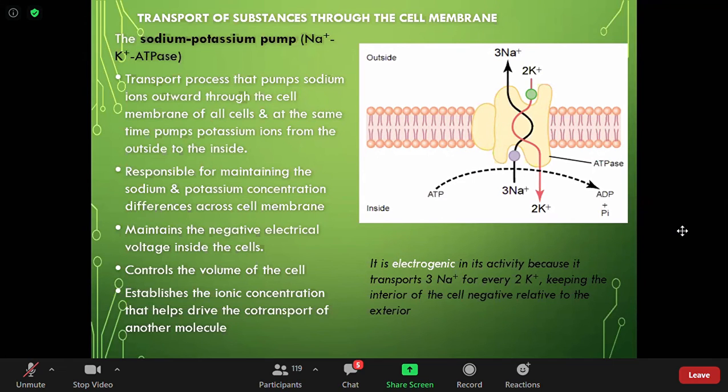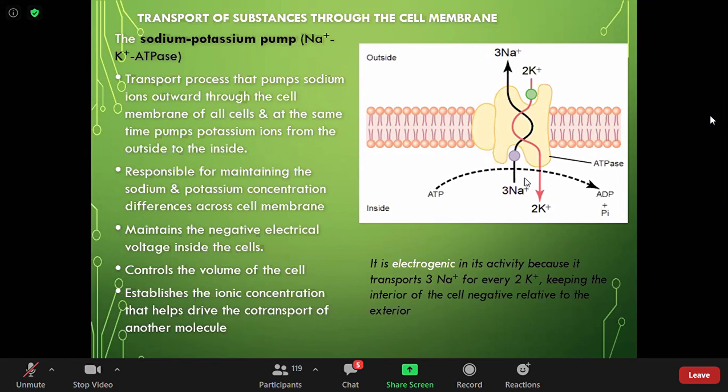So there is negativity. There is 1 negative because of the 3 sodium and only 2 potassium, so it's not balanced. So inside is negative relative to the outside because sodium is 3 outside and only 2 potassium inside. So it is lacking positive.